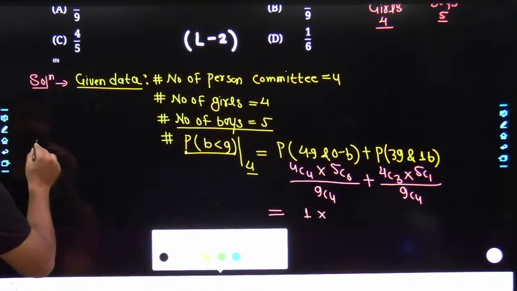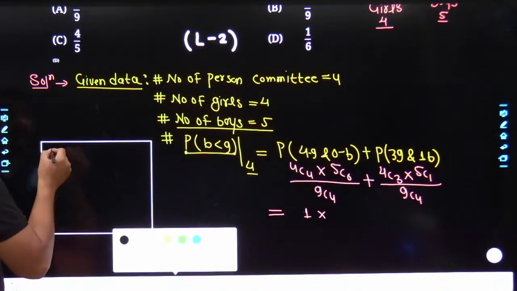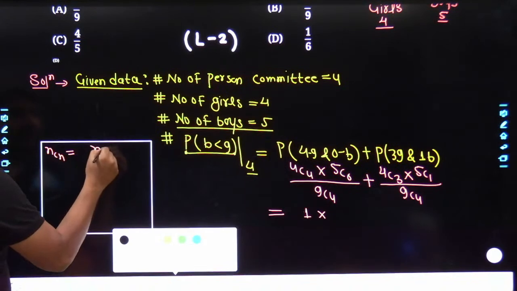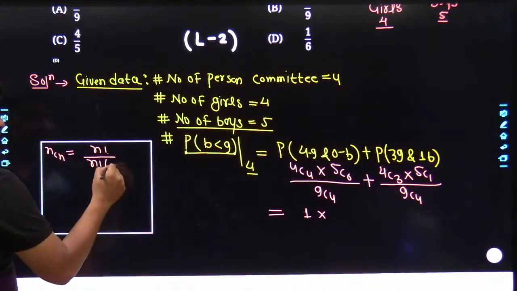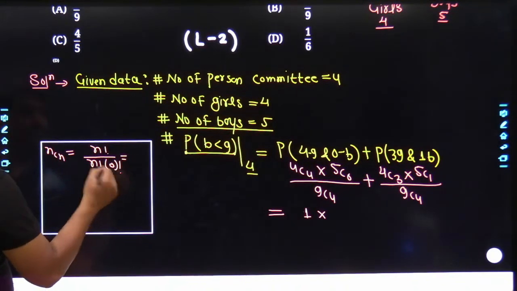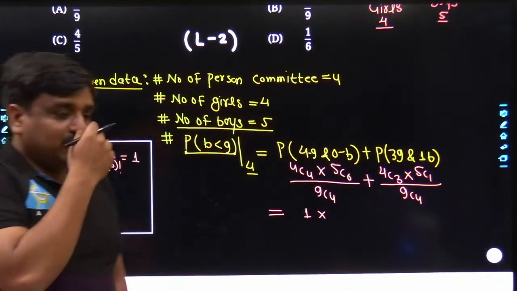Just a minute. Which I was discussing earlier. nCn is equal to n factorial divided by n factorial times (n minus n) factorial, that is 0 factorial. 0 factorial is 1, and n factorial divided by n factorial is simply 1. That must be clear to us.